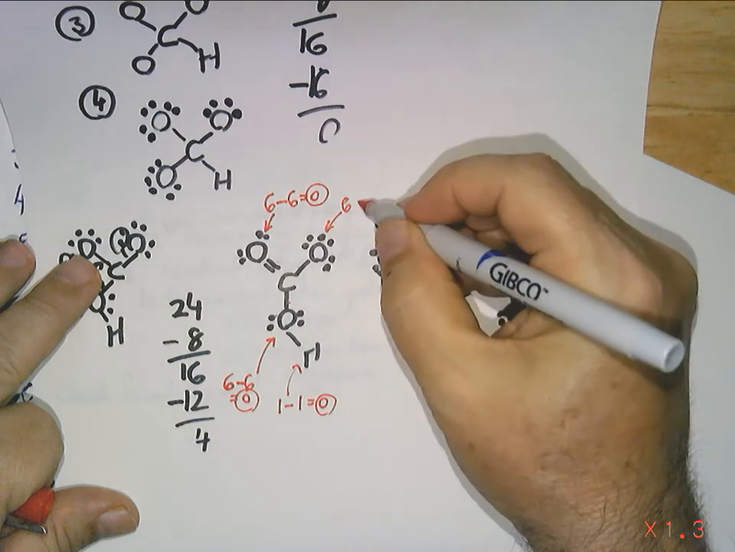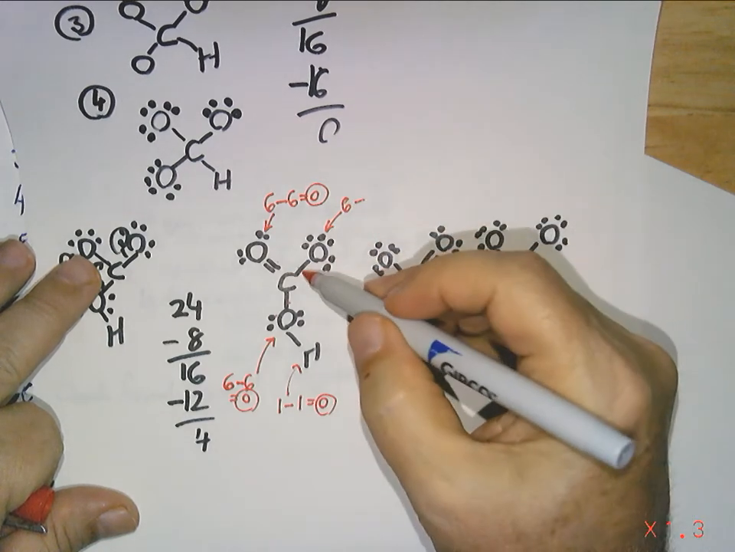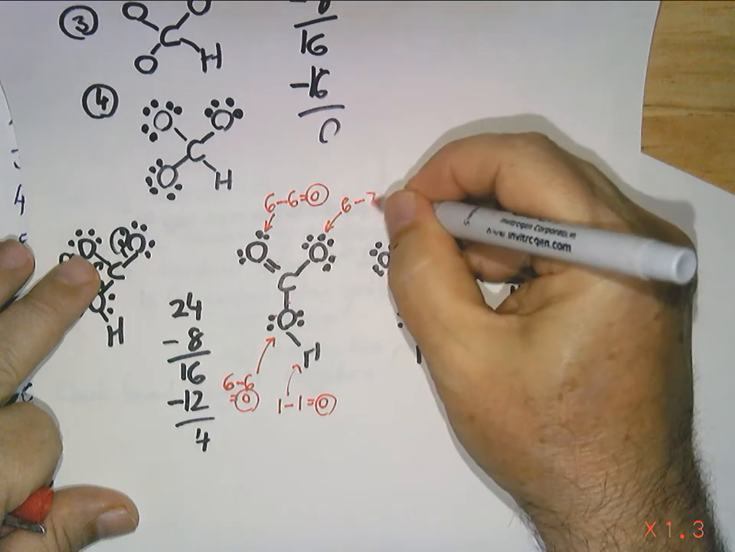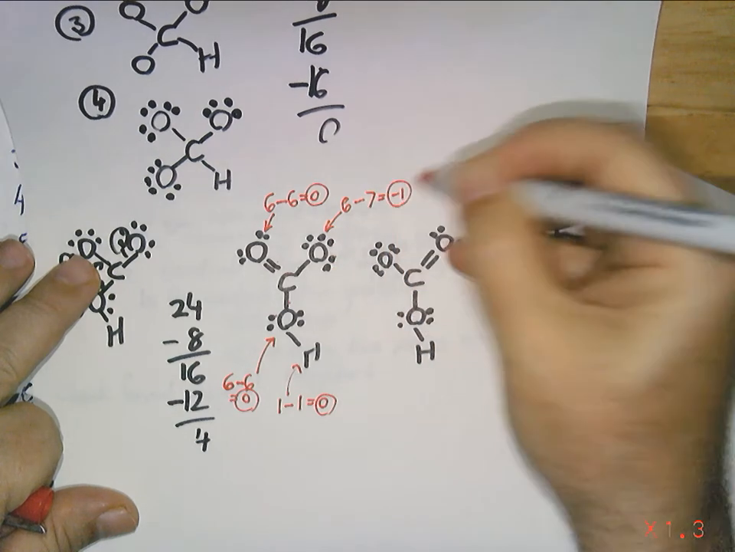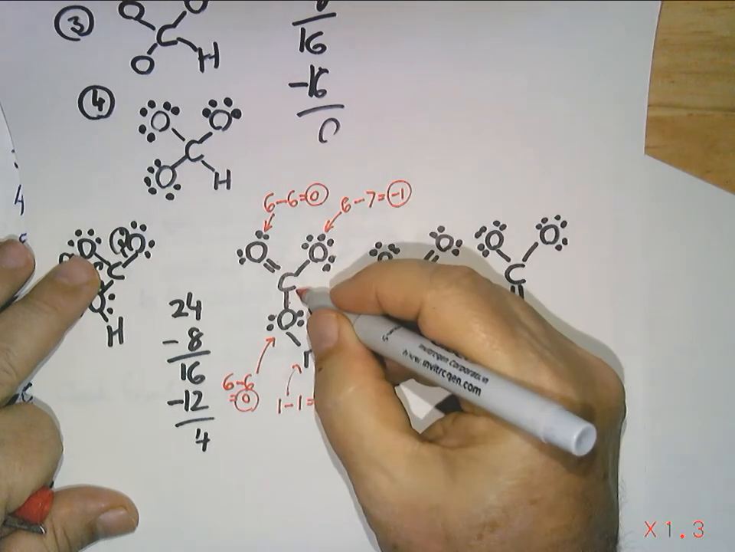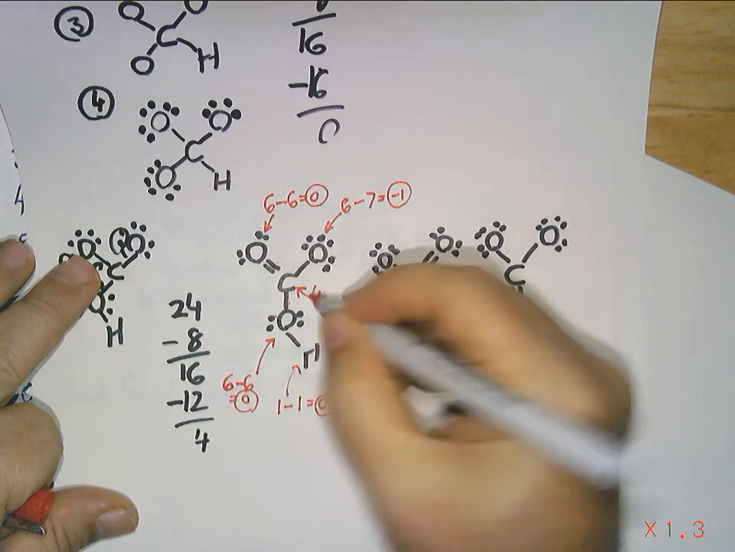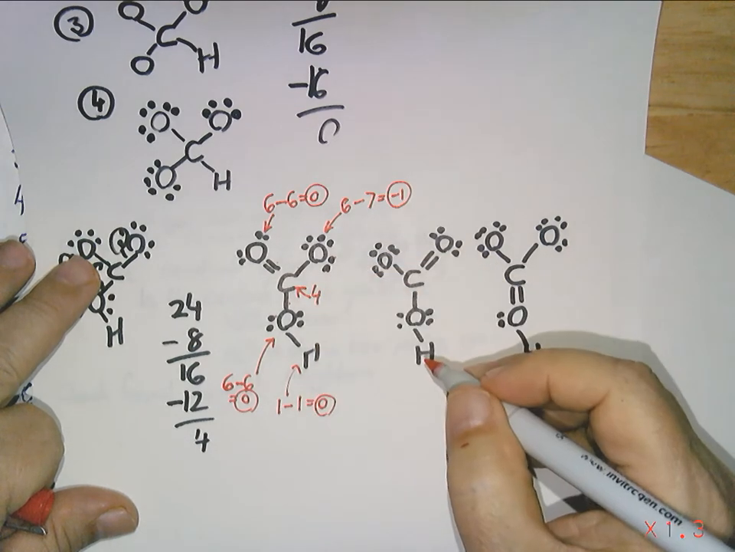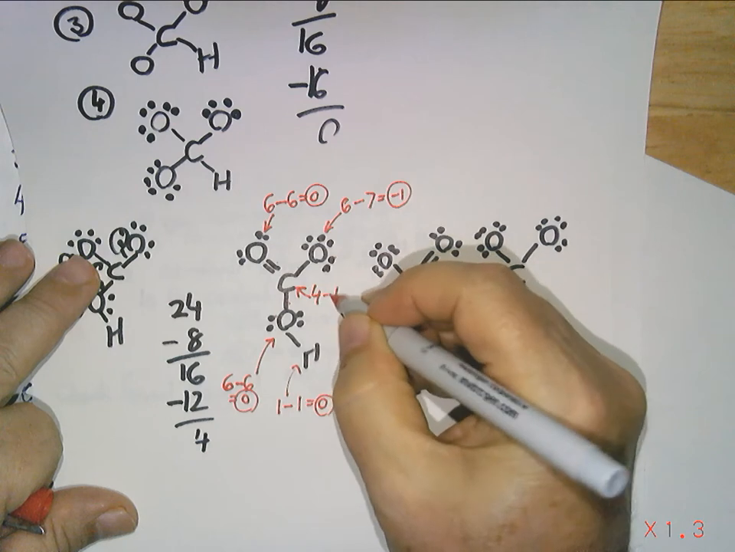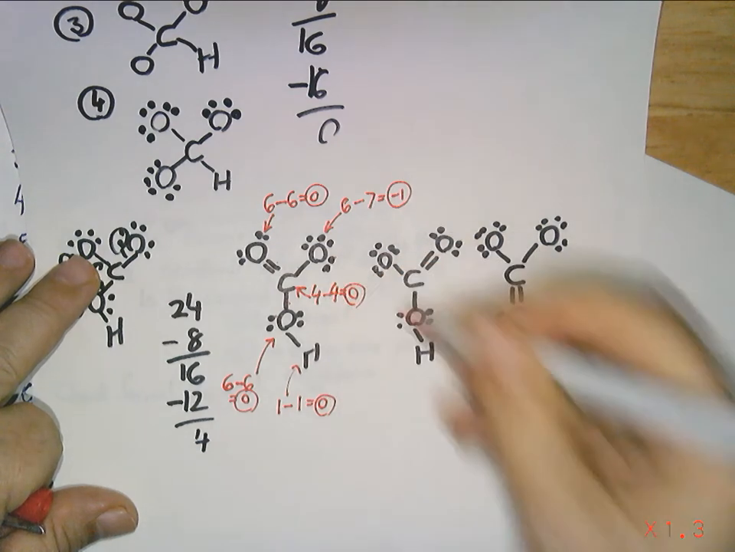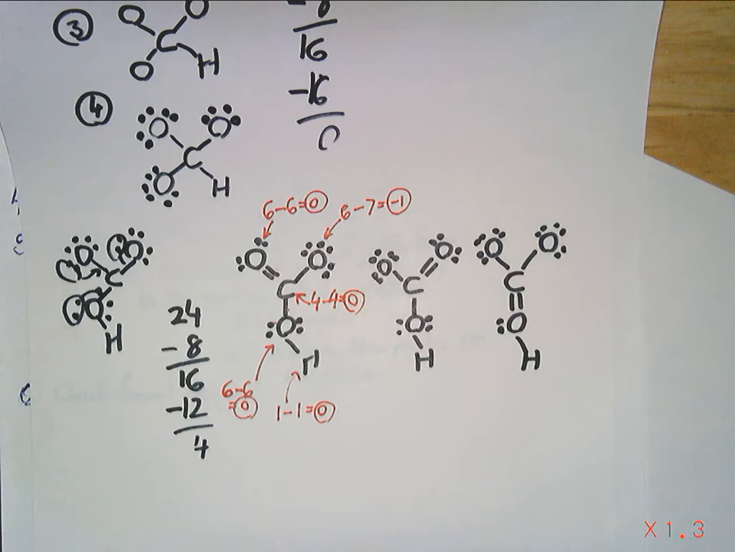6 valence electrons for oxygen minus 1, 2, 3, 4, 5, 6, 7 sticks and dots is a minus 1 charge on that. How about the carbon? 4 valence electrons on a carbon from the periodic table minus 4 sticks and dots is a 0. So there are my formal charges for that first structure.